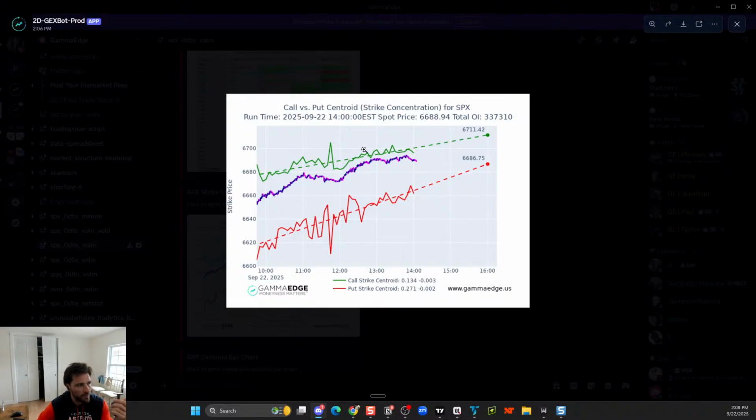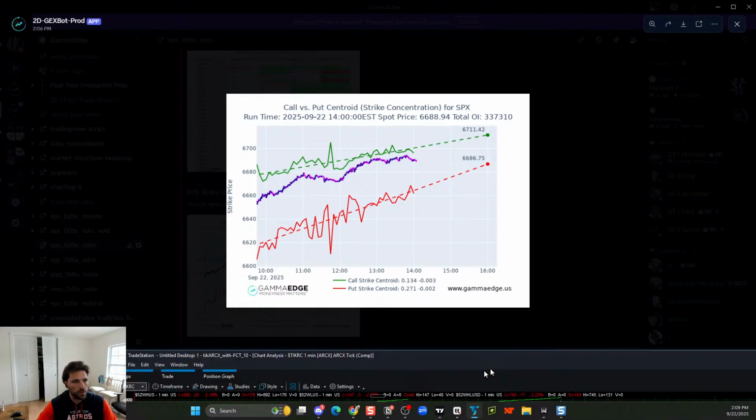So yeah, if you think 6700 is kind of the top of the market, sell premium above that. Do flies, pinning 6700, right? So just something to keep in mind there. Put centroid has been moving higher all day, so no fear of a waterfall lower because we just haven't gotten that speculation lower either. So that's how you use that tool.